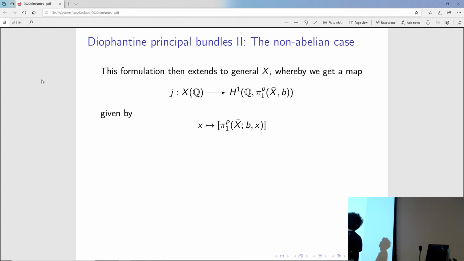Given even a very general variety, you can define a non-abelian analog of this connecting homomorphism from the theory of elliptic curves by simply associating to a point x the homotopy classes of paths from b to x, which is a principal bundle with compatible Galois action for the pro-p fundamental group. And we're viewing how this varies with x. So when you first learn topology, you may learn this fact that the homotopy classes of paths from b to x is non-canonically isomorphic to the fundamental group.